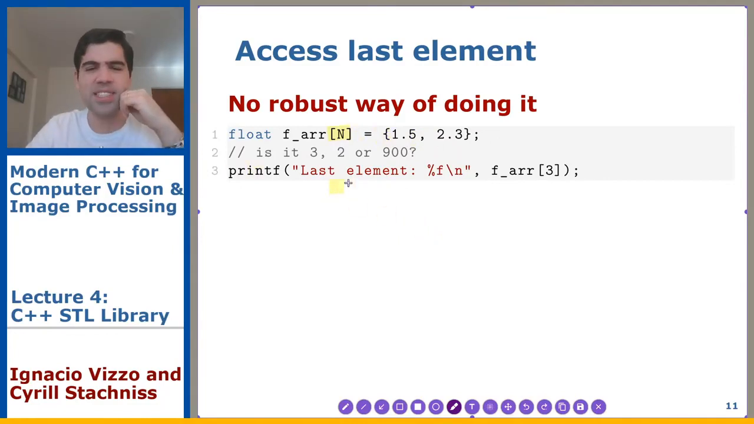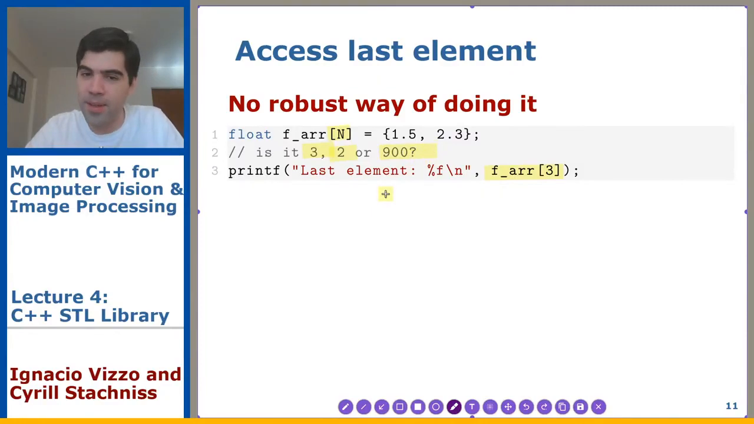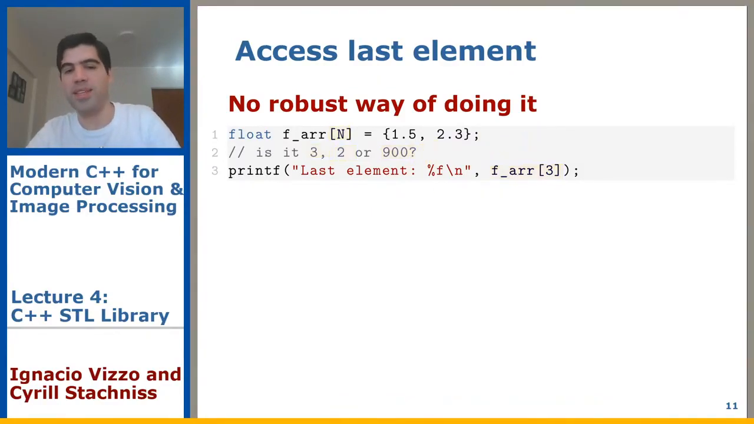And then you say, okay, the last element of this array is 3, because I think it's 3. And then you don't actually remember if this is 3, this is 2, 900. You don't really know. And actually, if you do this, it will compile and it will run. But the thing is, there is no third element here, so you will access garbage in memory, and this is a runtime error.